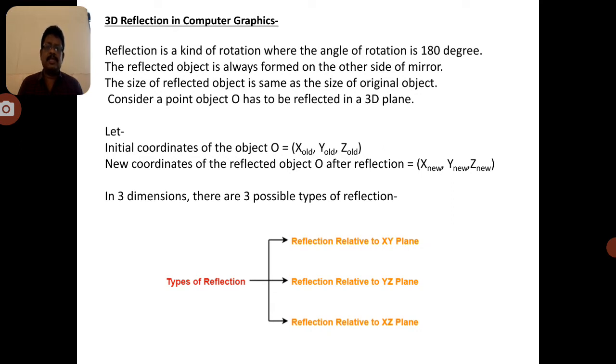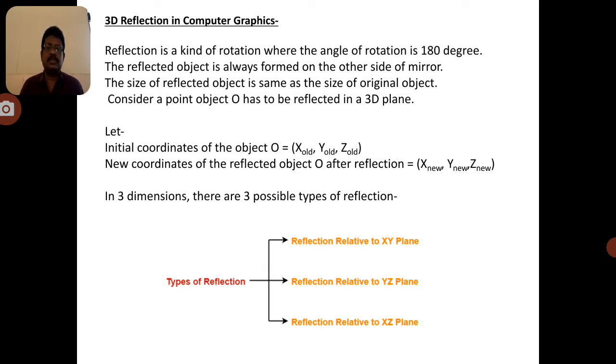So the same object can be located by the mirror method. Using the mirror method, the image is displayed in the opposite way. The reflected object is always formed on the other side of the mirror. That is similar in two dimensions. Again, the size of a reflected object is the same as the size of the original object. So in 3D reflection also, the image size cannot be modified. The reflected object has the same size as the existing, original object.